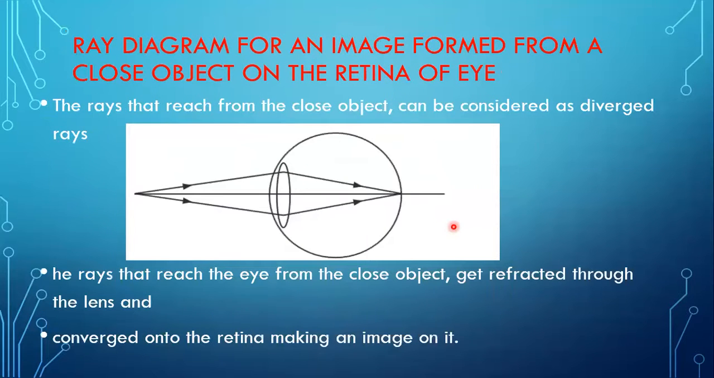Ray diagram for an image formed with a close object on the retina of the eye. The rays that reach from the close object can be considered as divergent rays. Here these rays are not parallel. The rays that reach the eye from the close object get refracted through the lens and converge into the retina, marking the image on it.